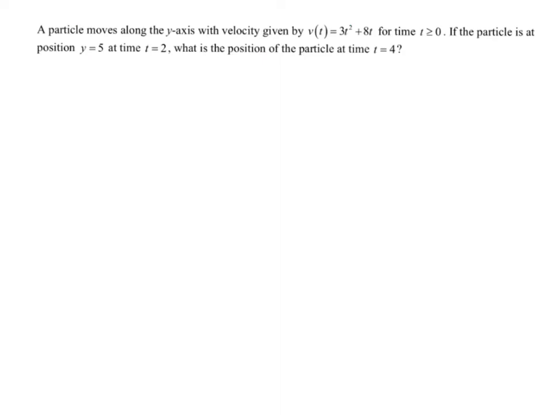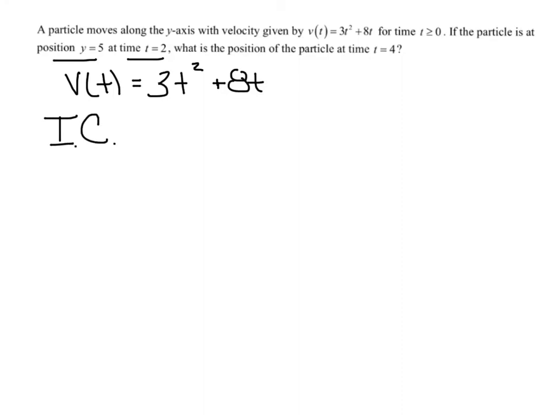Okay, so again, if we slow down and just identify things, I think this question will be very simple. So let's just make a note, we're given velocity. It's my 3t squared plus 8t. The question says, if the particle's position, y equals 5, at t equals 2. That is your initial condition. So I'm going to make a little IC there. I have an initial condition. At 2, I have a height of 5.